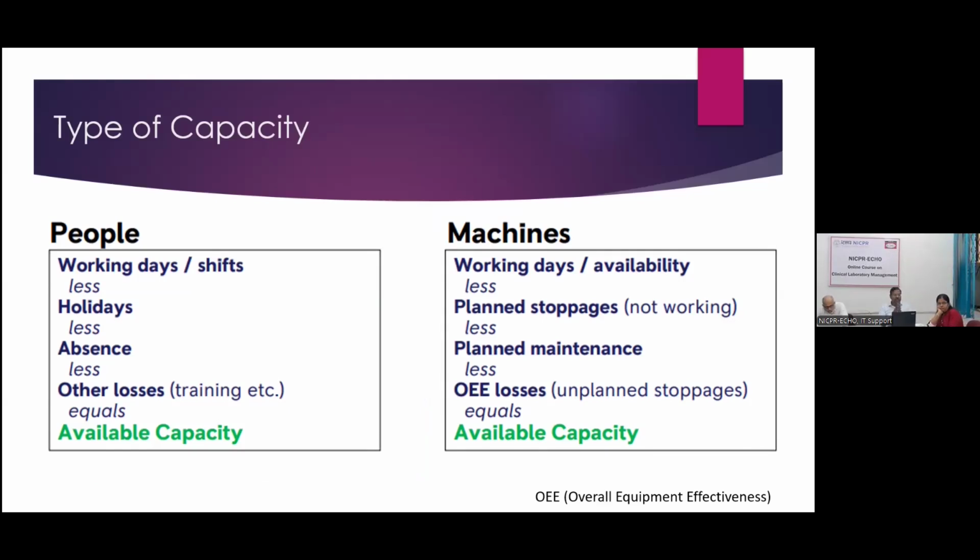For people, we calculate the working days minus holidays, minus absenteeism, minus other losses, that is when a worker goes for training or is absent. So we calculate the available capacity of human resource or manpower of our business entity. In case of machine, we calculate the working days or machine availability. We subtract the planned stoppage of our machines, then the planned maintenance duration and unplanned stoppage from the available working days. By this we calculate the available capacity of our equipment.